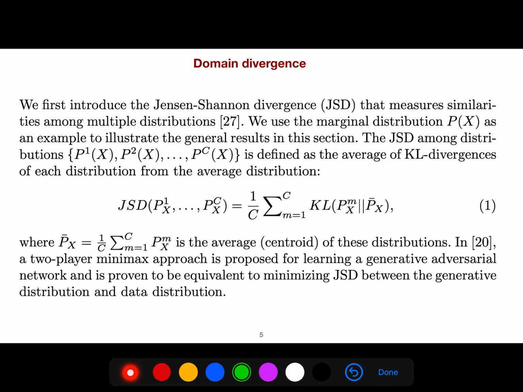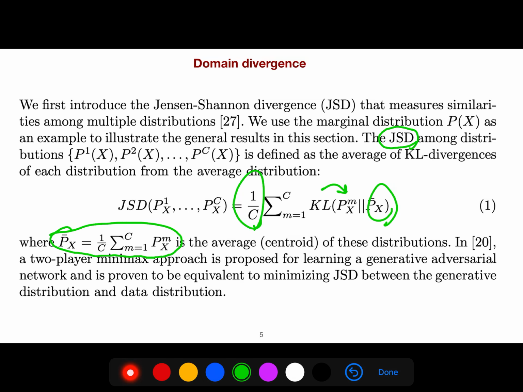And we use the marginal distribution P of X as an example to illustrate the general results. The Jensen-Shannon divergence among distributions is defined as the average of the KL divergence of each distribution from the average distribution. So this is the average distribution, which is shown here. It's just the average. And then for each of the domains, you go through and calculate the KL divergence between them, and again, you average them. And then this is a measure. This is a good measure.